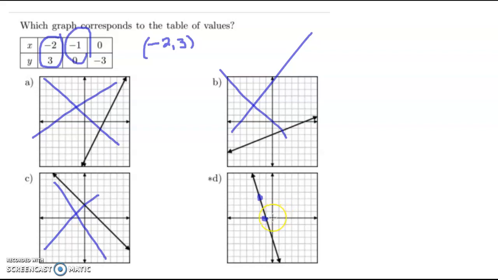Last but not least, (0, -3). 0 means I do not go left or right. -3 means I go down 3, and that is right on the graph as well. And that is why D is the corresponding graph.